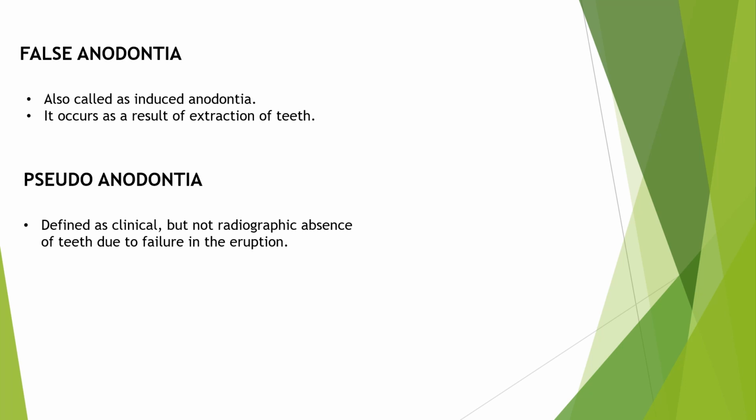So, false anodontia is also called induced anodontia. It occurs as a result of extraction of the teeth, which can be due to dental caries, periodontitis, etc. And pseudoanodontia means there is clinical absence, but there won't be any radiographic absence of teeth. It is due to the failure of eruption of the teeth.